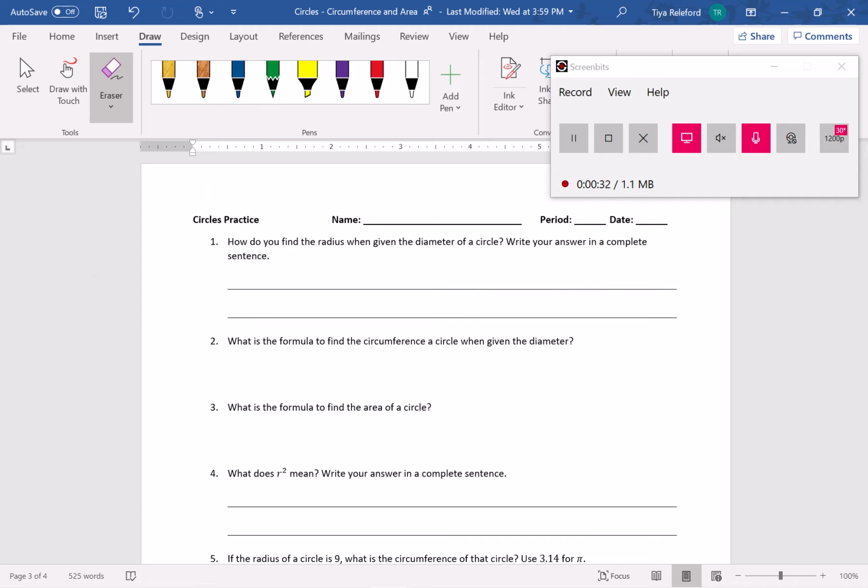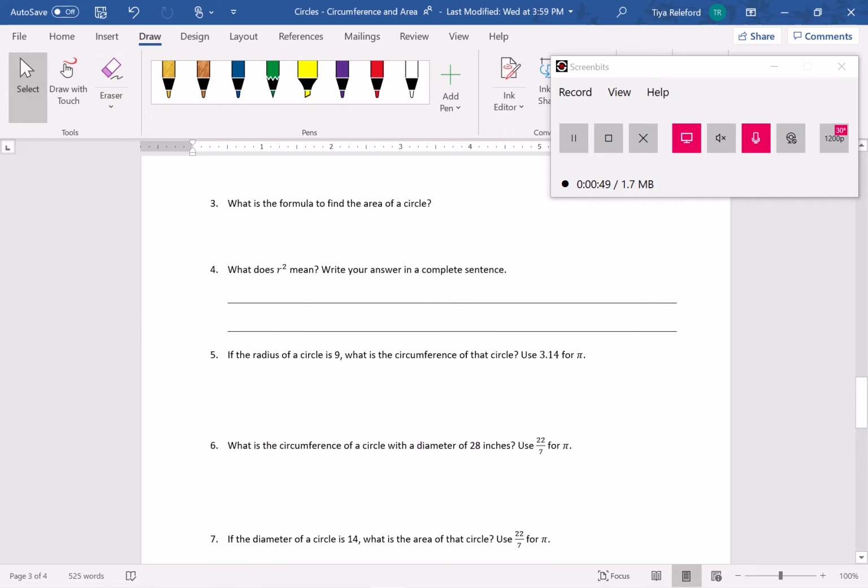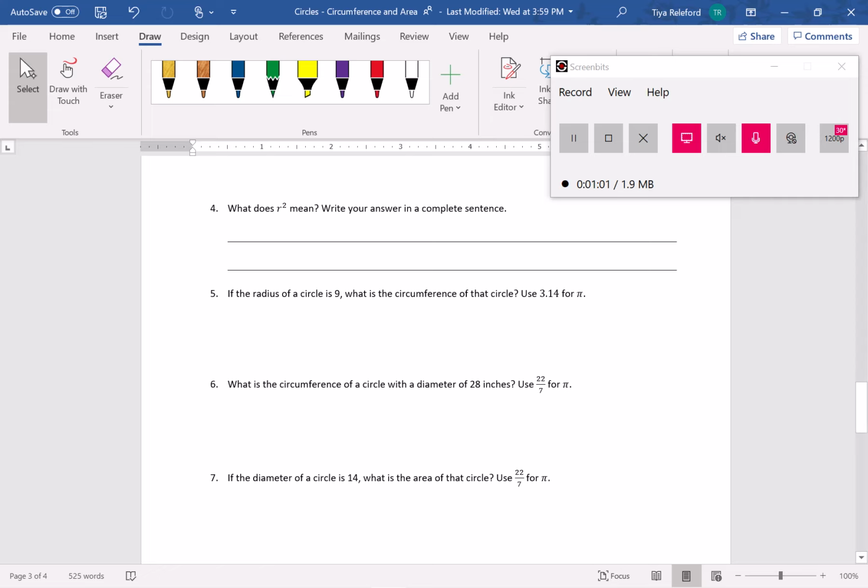What is the formula to find the circumference of a circle when given the diameter? So that comes straight from your formula chart. Number 3 says, what is the formula to find the area of a circle? Again, straight from your formula chart. Now, number 4 says, what does r squared mean? Remember, we talked about r squared is r times r, not r times 2.